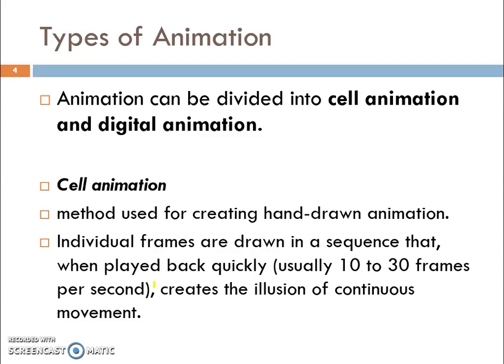Animation can be divided into cell animation and digital animation. What is cell animation? Cell animation is a method used for creating hand-drawn animation. Individual frames are drawn in sequence that, when played back quickly, usually 10 to 30 frames per second, create the illusion of continuous movement. So basically, cell animation is created by hand drawn or manually.